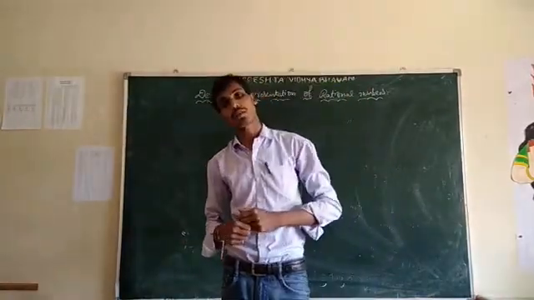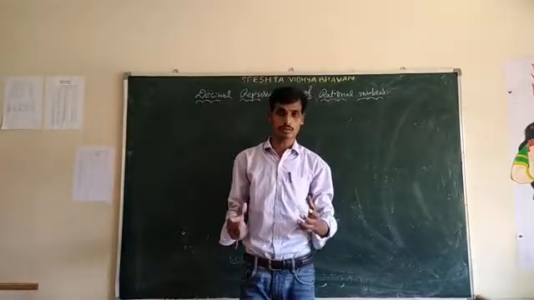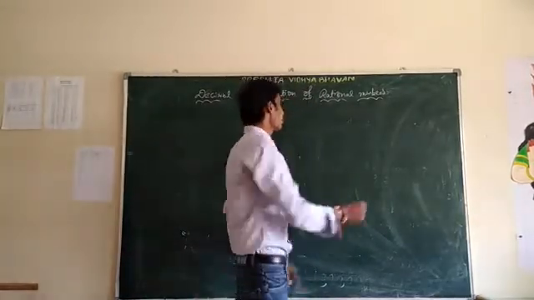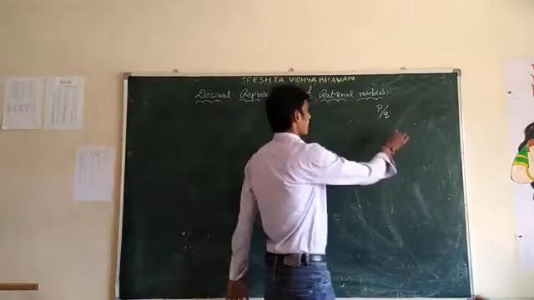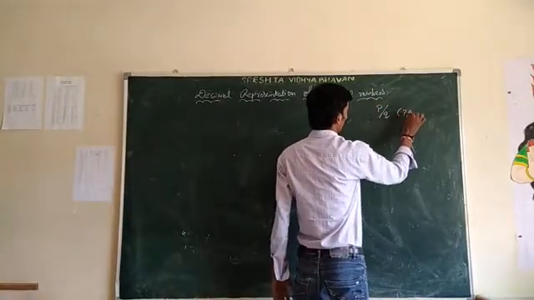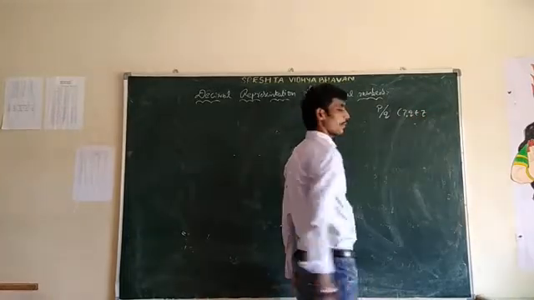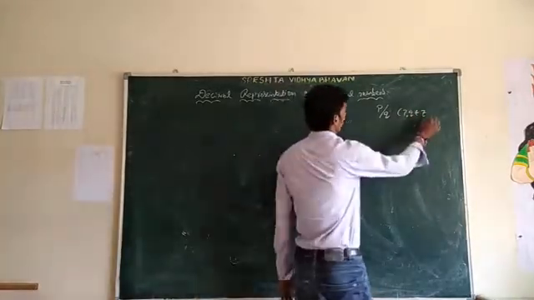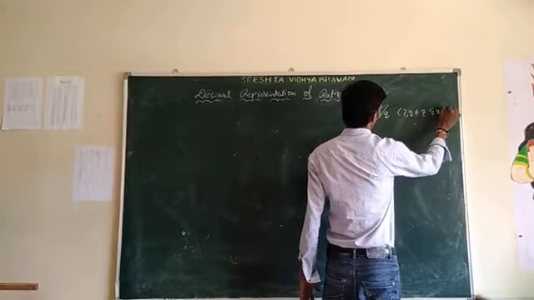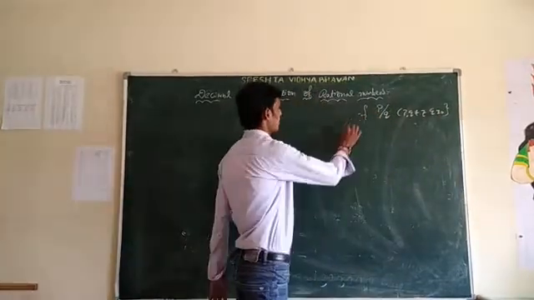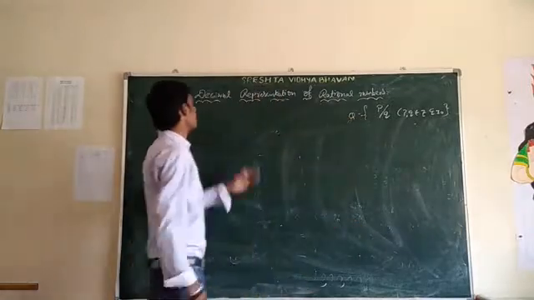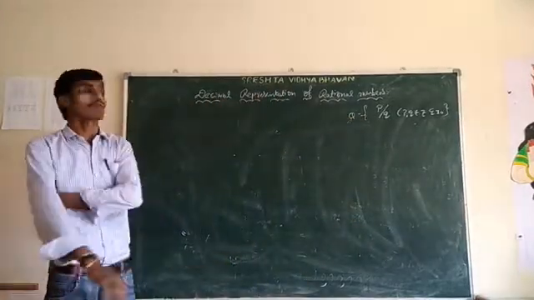A rational number can be expressed in the form p by q, where p and q belong to the integers, that is, p and q are integers and q is not equal to 0. This is about rational numbers. Okay. So now, decimal representation of rational numbers.